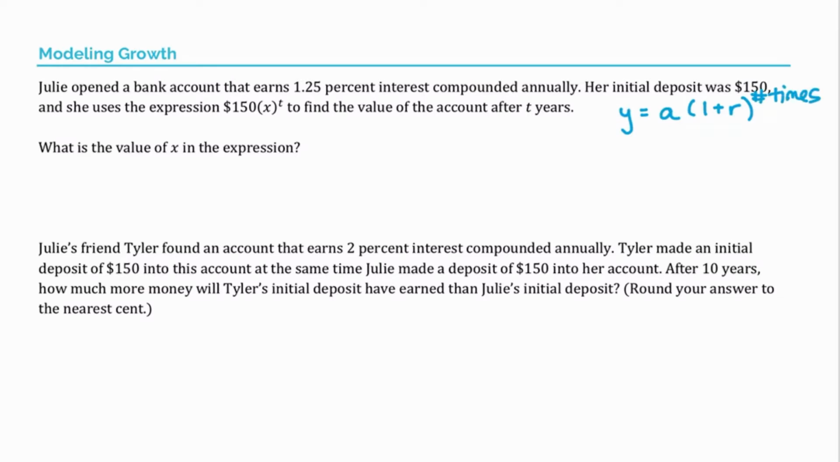Let me explain why I'm writing the number of times. That exponent value basically represents the number of times that the interest compounds. So if it's been 5 years and something compounds once per year, then that exponent would be 5. But if it's been 5 years and something compounds twice per year, then for each of those 5 years we would see that interest applied twice, so we would see a total of 10 times that interest compounds.